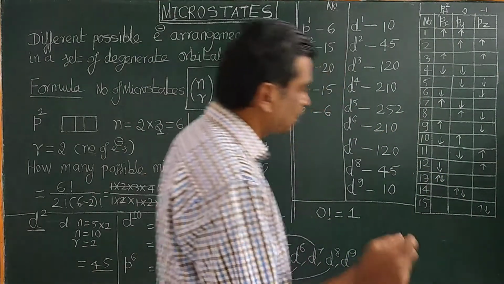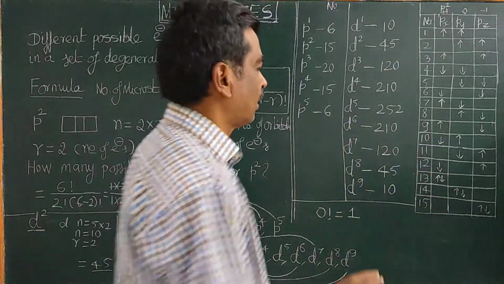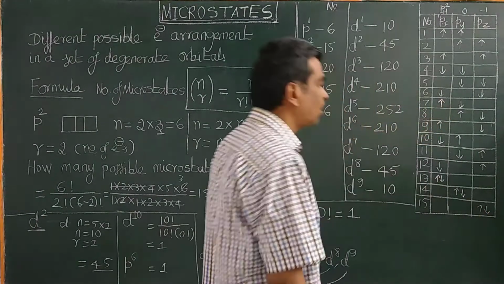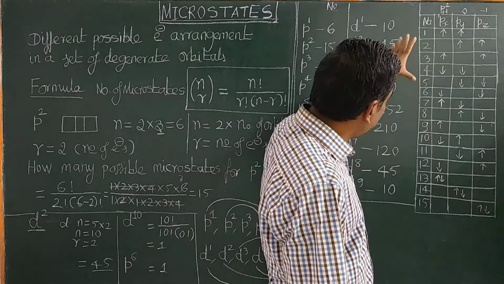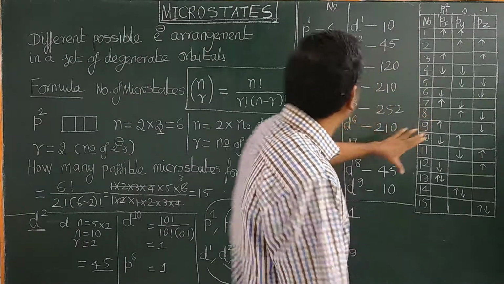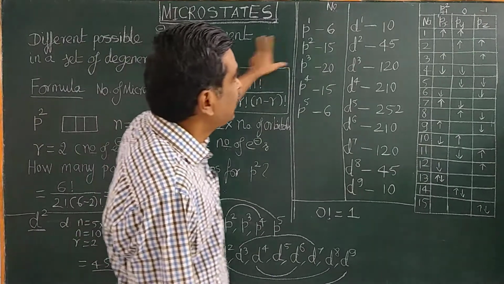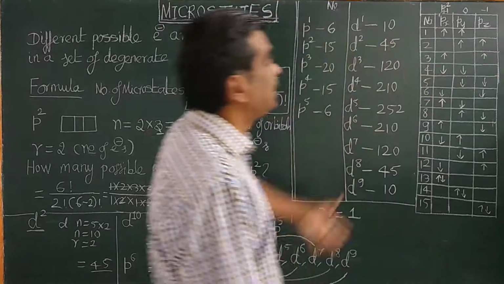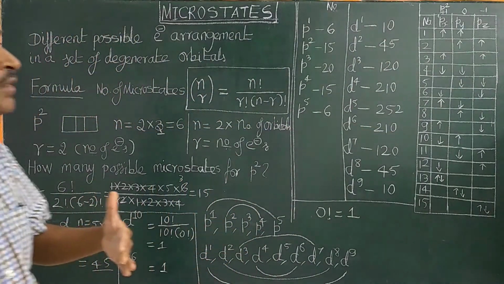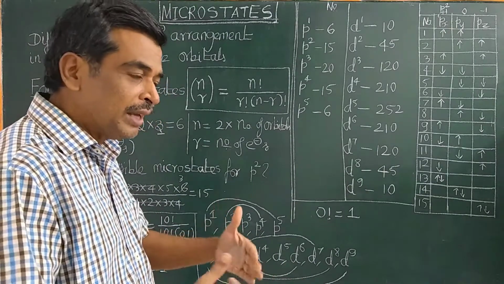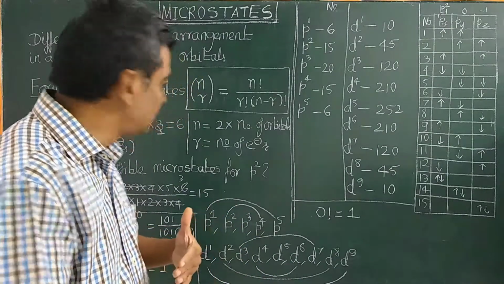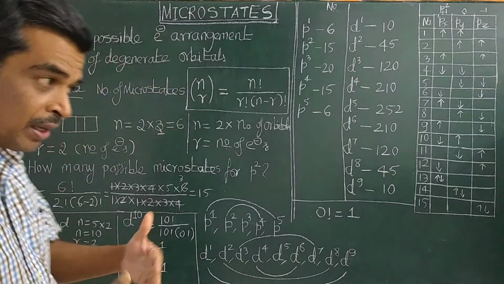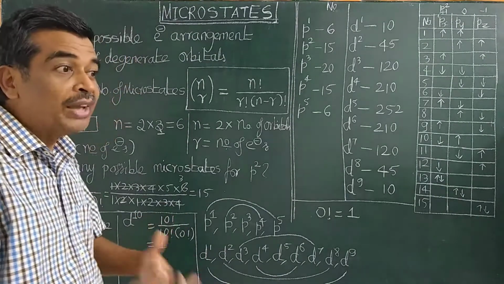According to the Pauli exclusion principle, each orbital can accommodate 2 electrons. So by following the Pauli exclusion principle, these states are also allowed. So there are 15 possible electron arrangements in a set of degenerate orbitals. What do you mean by degenerate orbitals? They have the same energy. For example, Px, Py, Pz have the same energy. They are called triply degenerate, whereas the 5d orbitals are 5-fold degenerate.